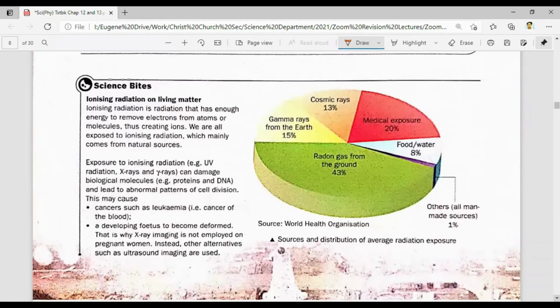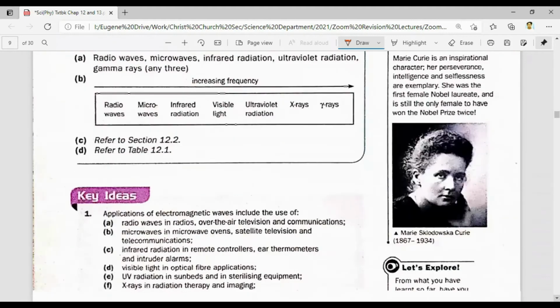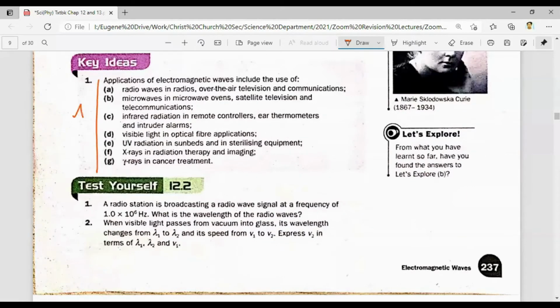So in summary, all these questions are for you to try. In summary, this is what you need to remember. All the applications are summarized here. So if you are lazy to read through all those things at the top, these key ideas here will be good enough.